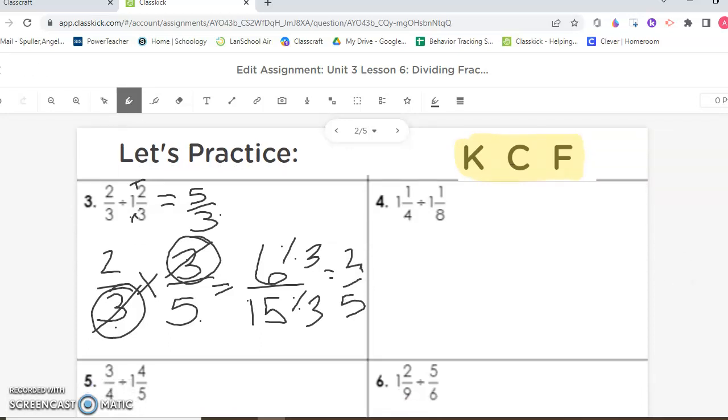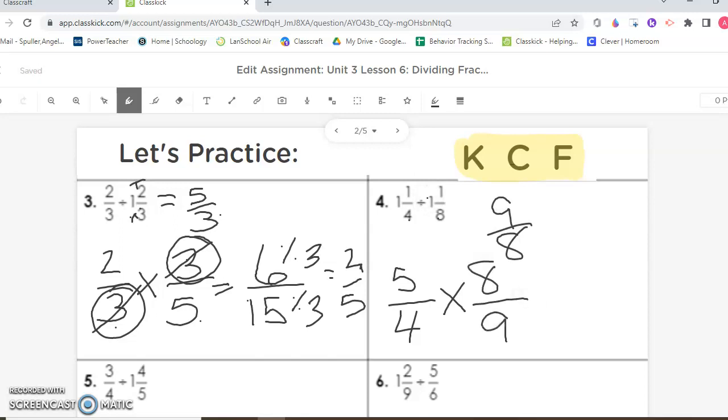All right, let's look at number 4. So 4 times 1 is 4 plus 1 is 5/4. Change the multiplication sign. 8 plus 1 is 9/8. Flip it over and look at this. Now, here's a little different. I don't have two 3's or two of the same number, but I can divide this number by 4 and this number by 4. So then that gives me 5/1 times, well, 8 divided by 4 is 2. And I bring the 9 over.